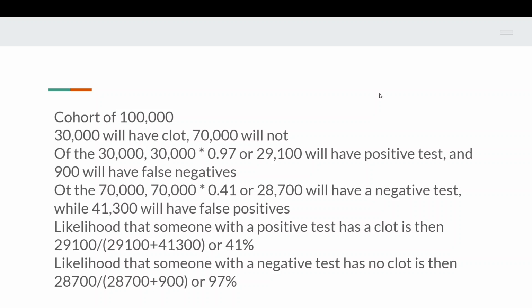The likelihood that someone with a positive test has a clot is then the true positives over all positives, which works out to 41%. Likelihood that someone with a negative test has no clot is then the true negatives over all the negatives, or 97%. So you can be fairly comfortable if you get a negative test that the person does not have a clot. But you cannot be comfortable that a person who has a positive test is going to actually have clot.